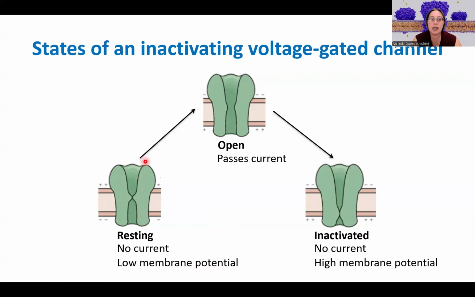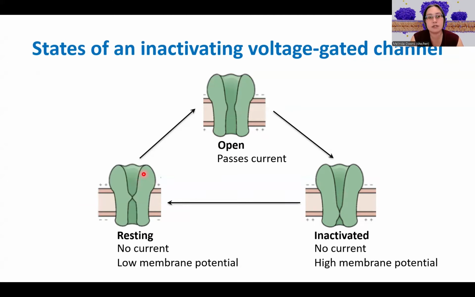And then when there's high voltage, it goes into the open state where it does pass current. But there's an extra state that there wasn't there before. So from the open state it goes to this inactivated state. And in this inactivated state, there's no current, but there's still the high membrane potential. And then finally, from the inactivated state, it goes into the resting state. So this is a super, super important diagram. And one of the most important things about it is just that there are these three different states that the channel can be in.